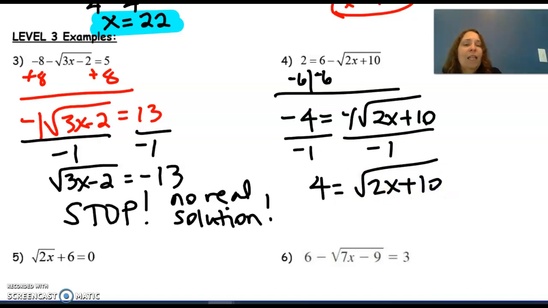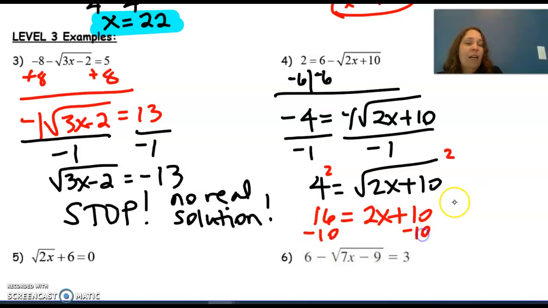Now we can go back in and square both sides. So 4 squared is 16. The radical squared just gives us what's under the radical. We can subtract 10 from both sides, and that gives us 6 equals 2x. Divide by 2, and you get x equals 3. Final answer, that should work.